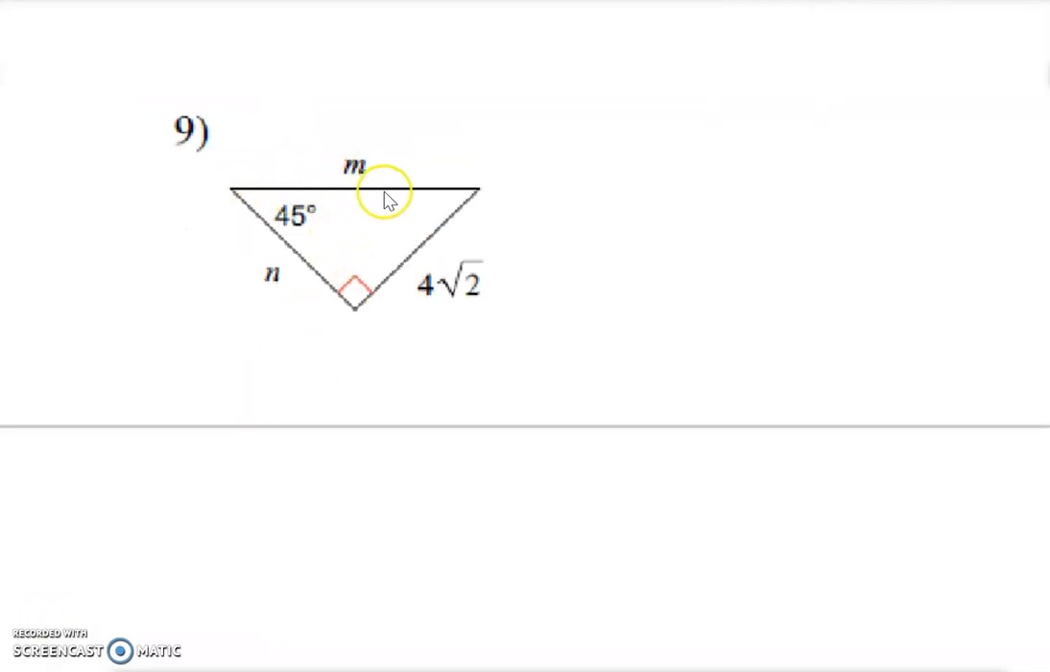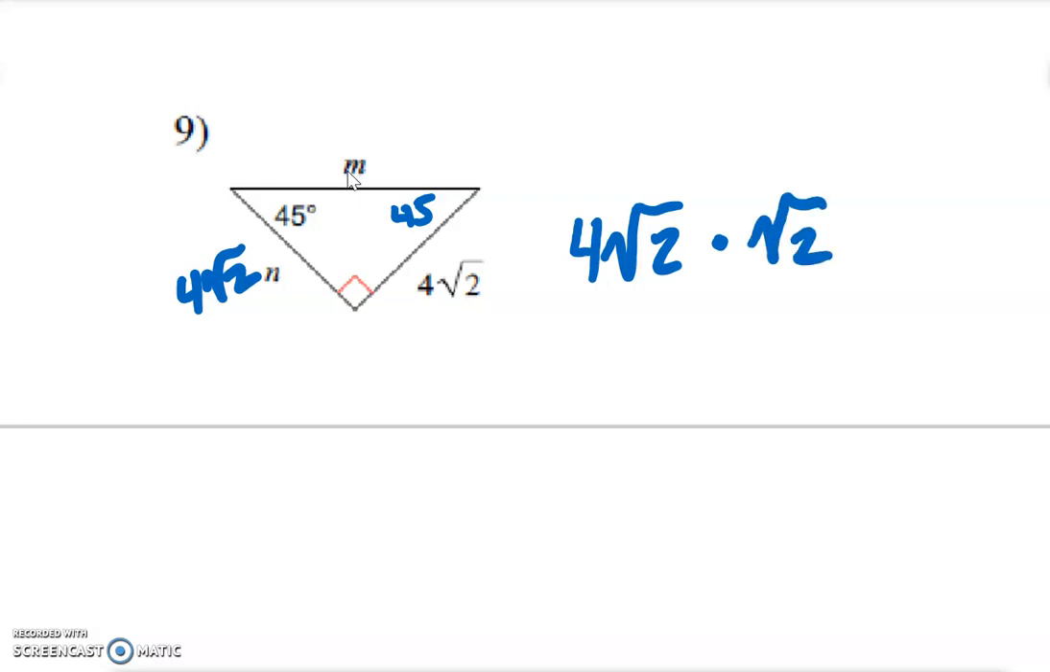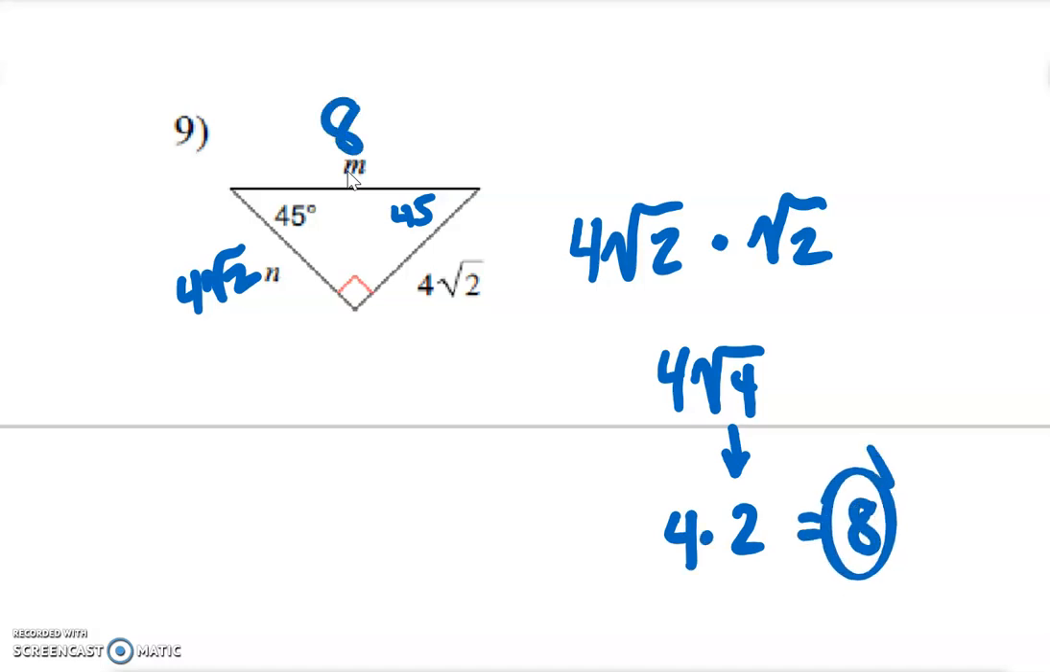You should recognize this one as a special right triangle of 45, 45, 90, which means that the legs are the same, right? The legs are congruent to each other. So this leg is 4 times the square root of 2. That means this leg is also 4 times the square root of 2. And then the rule is simply take the leg and multiply it by the square root of 2, and you get the hypotenuse. So I'm going to take the leg, 4 times the square root of 2, and multiply it by the square root of 2, because that's the rule. And when I do that, I get 4 times the square root of 4, right? And the square root of 4 is just 2, so really this is just 4 times 2, which is 8. And that's your hypotenuse.